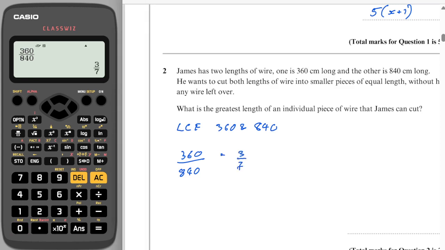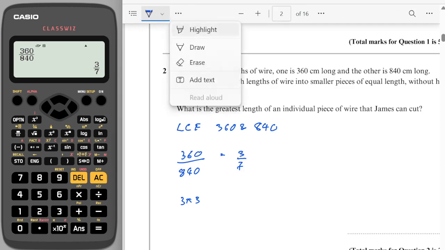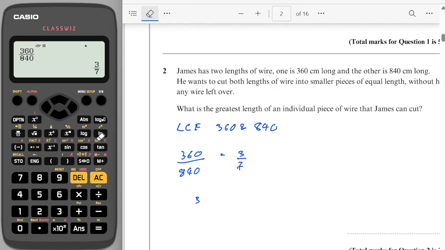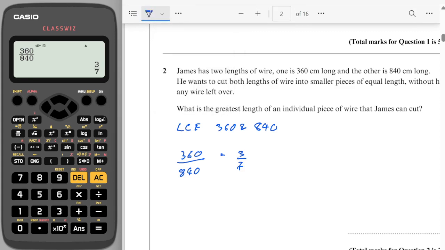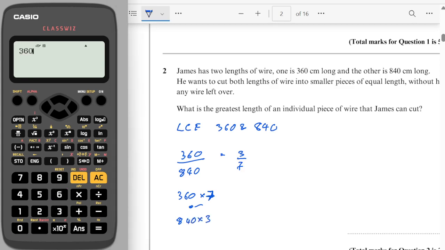So for your highest common factor, you're taking the numerator of one and multiplying it by the denominator of the other, and you can do it either way. They will both give you the same value. So 360 times by 7, or 840 times by 3. So both will give us the same value.